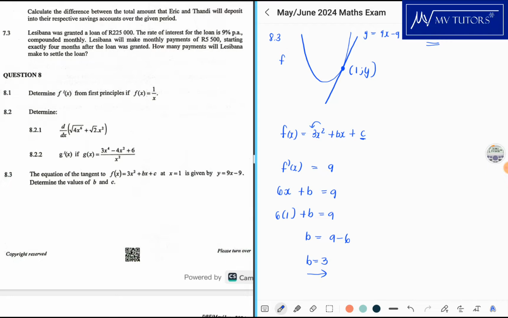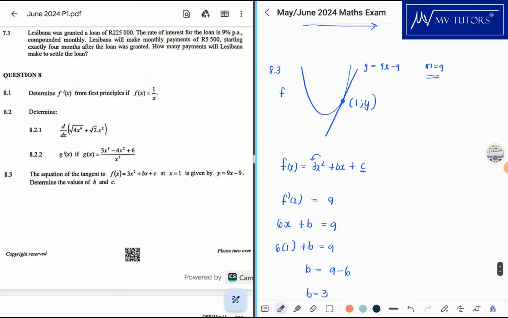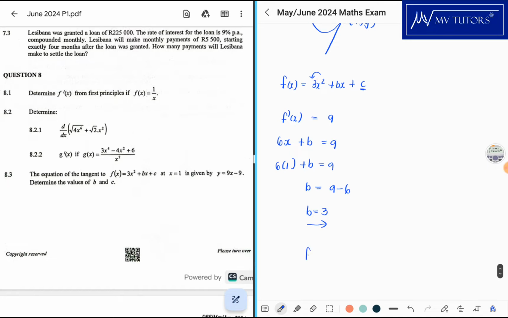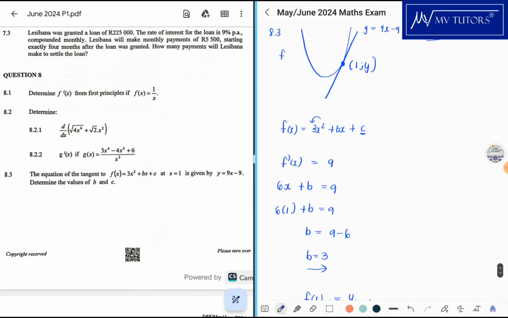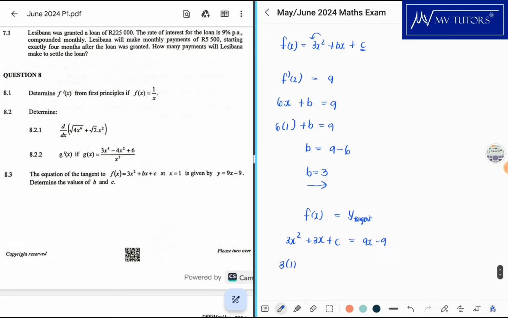Well, at the tangent, the two graphs are equal. So f of x is equal to the equation of the tangent. And what is f of x? f of x is 3x squared plus 3x, because now we have b, plus c. And then what is the equation of the tangent? It's basically 9x minus 9. And we have the value of x, which is 1, so we can put 1 already there.